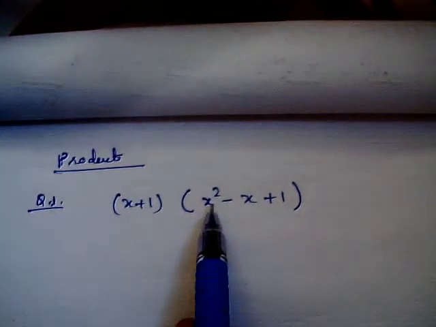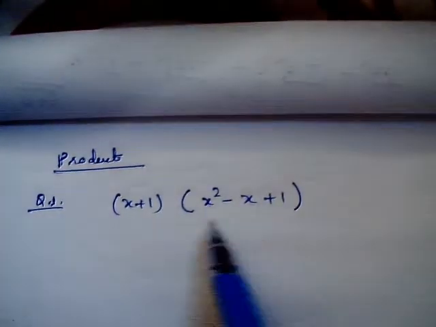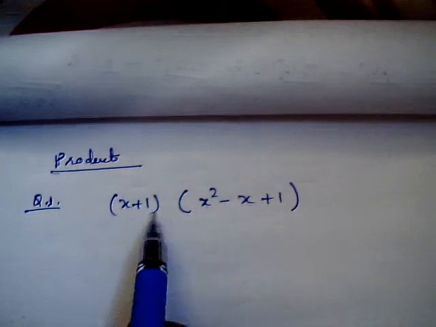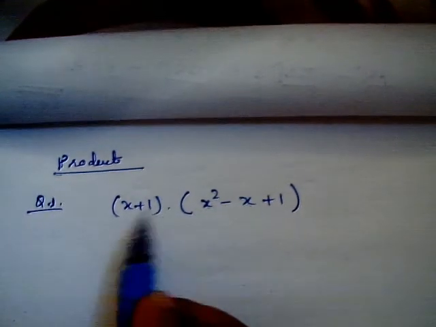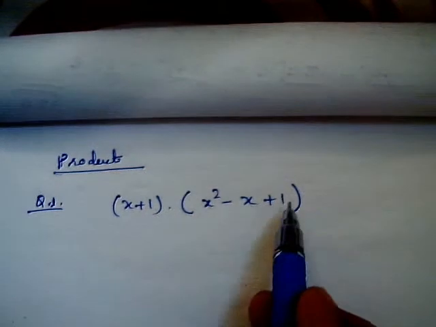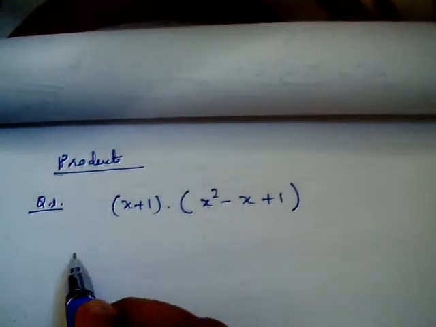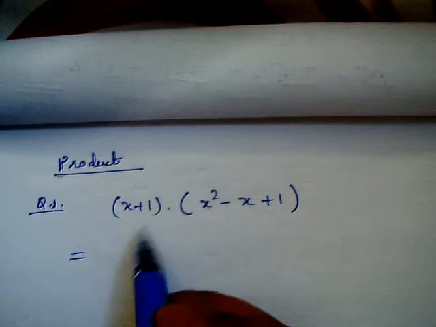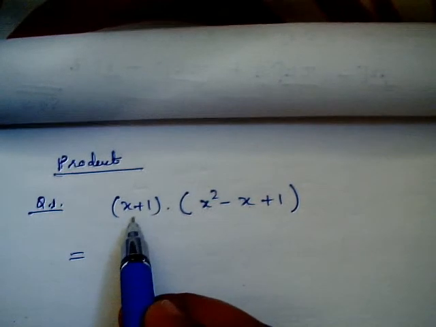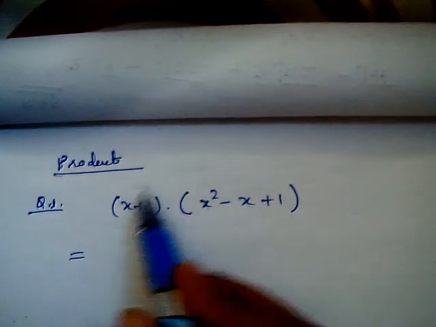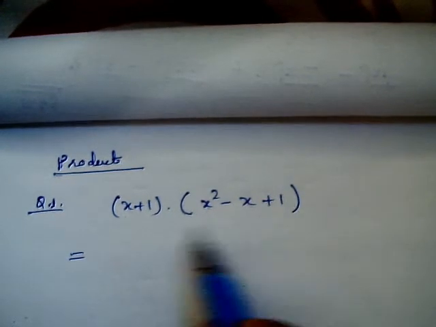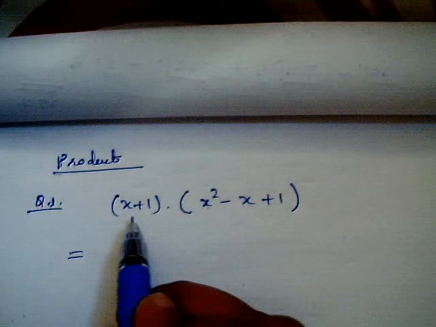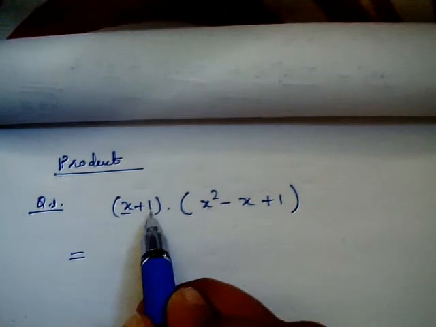This contains three terms, 1, 2, 3, so this is a trinomial. I am operating a binomial on a trinomial, or either way you can say I am going to multiply the binomial with the trinomial. So how could the multiplication take place? See, the term which is written first, I am going to distribute on the terms written at the second place. Okay, so in this one term is x and the other is positive 1.